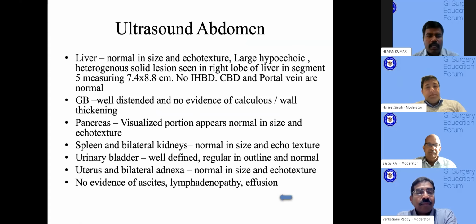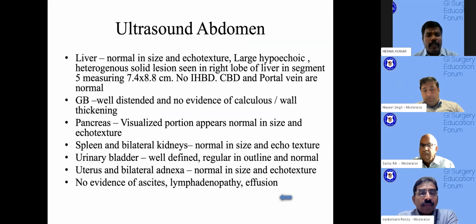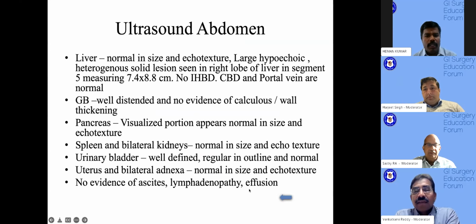In the ultrasound abdomen report, the liver is normal in size and echo texture, and there is a large hypoechoic heterogeneous solid lesion seen in the right lobe of liver in segment 5, measuring 7.4 cross 8.8 centimeter. There is no intrahepatic biliary radical dilatation, and the CBD and portal vein appear normal. The gallbladder is well distended, with no evidence of calculus or wall thickening. The visualized portion of the pancreas is normal in size and echo texture, and spleen and kidneys are normal in size. Everything else is normal. No evidence of any ascites, lymphadenopathy or effusion, sir.